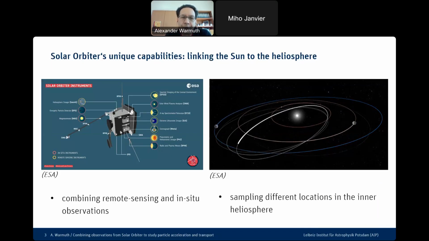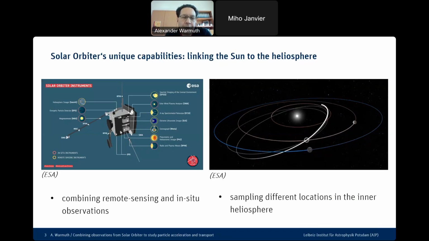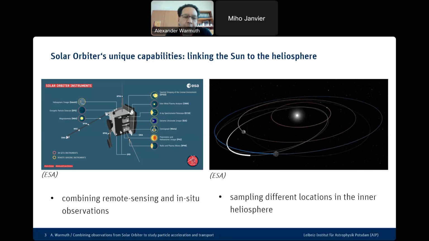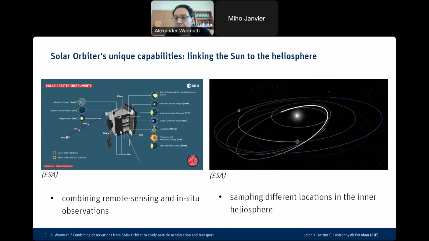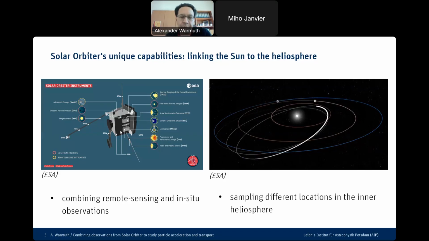As you know, the goal of the whole mission is to link the sun to the heliosphere. In our case, to link the remote sensing observations of particle acceleration at the sun to the in situ particles that are detected at the spacecraft. And Solar Orbiter is unique in 2 ways. On the one hand, it combines the remote sensing and the in situ observations on a single spacecraft with a very comprehensive set of 10 instruments. And on the other hand, we sample different locations in the inner heliosphere. So we are sometimes at 1 AU, and sometimes we are really close to the sun. Later in the mission, we will move out of the ecliptic.